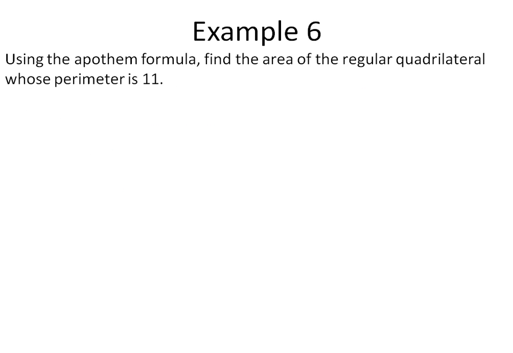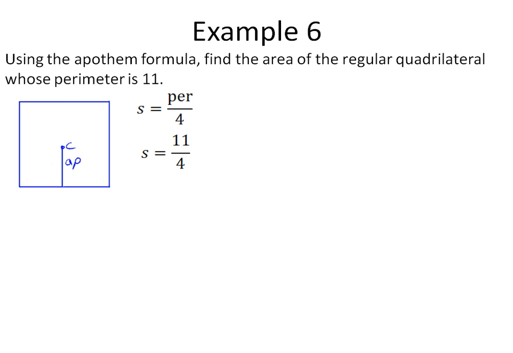Example 6. Using the apothem formula, they want us to find the area of a regular quadrilateral whose perimeter is 11. That's a fancy way of saying you got a square with the 4 sides add up to 11. So to find the length of one side, we simply divide the perimeter by 4. So the side length here is 11 over 4.